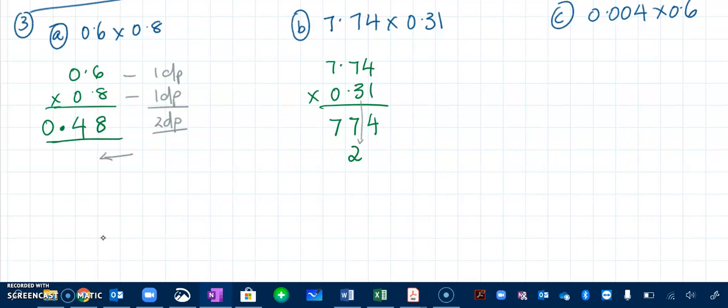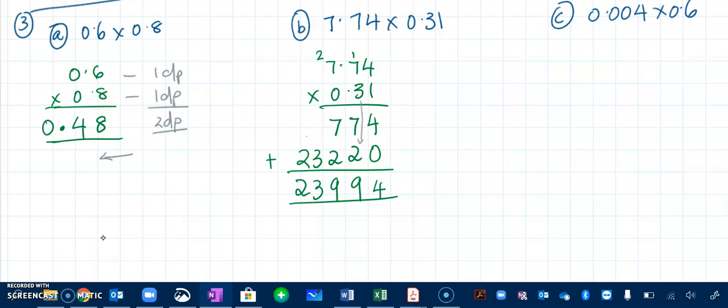Okay. 3 times 4 is 12. 2, carry the 1. 3 times 7 is 21, plus 1 is 22. 2, carry the 2. 7 times 3 is 21, plus 2 gives me 23. And we fill in this gap with a 0. Once we've done that, we just add them all together. 4 plus 0 is 4. 7 plus 2 is 9. 7 plus 2 is 9. And 3, nothing above that. 2, nothing above that, gives me just 2 and 3.